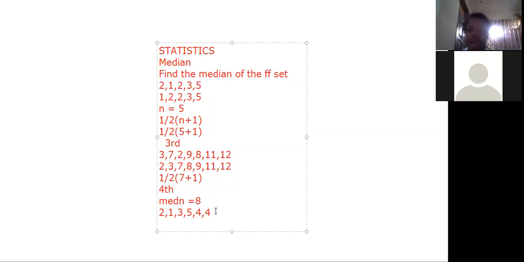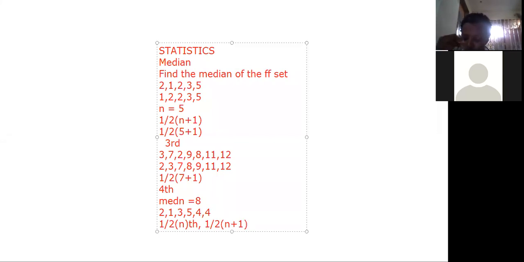Now with the even number, we have two formulas we are going to use. The formula is we are first going to find half times n, half into bracket the nth number. Then we are also going to use half into bracket n plus 1. So this is what we are going to do.